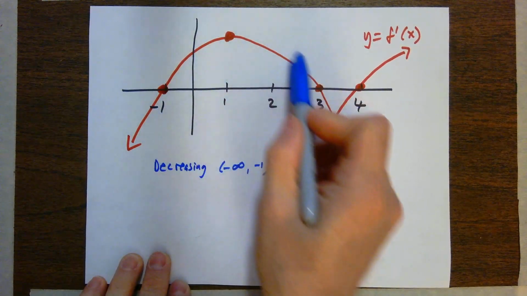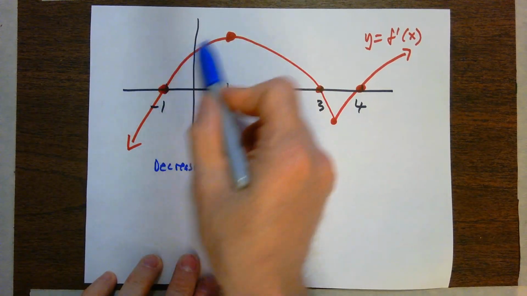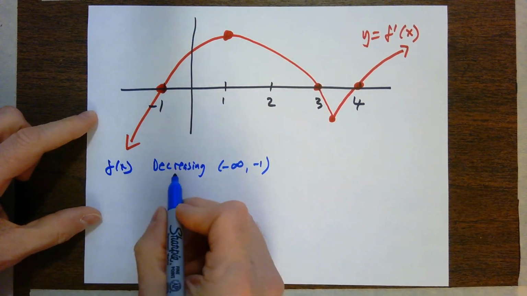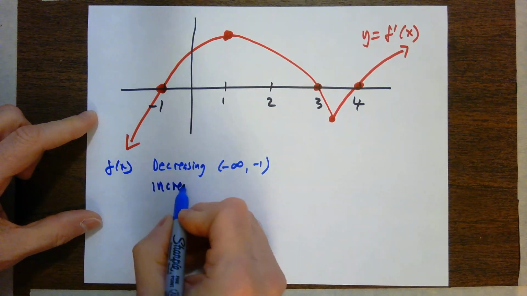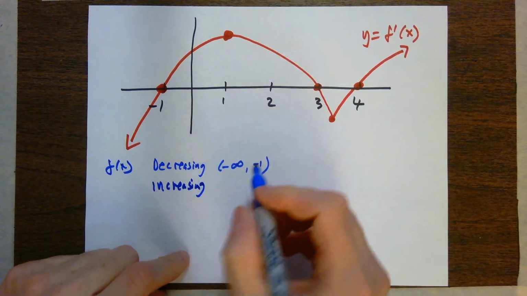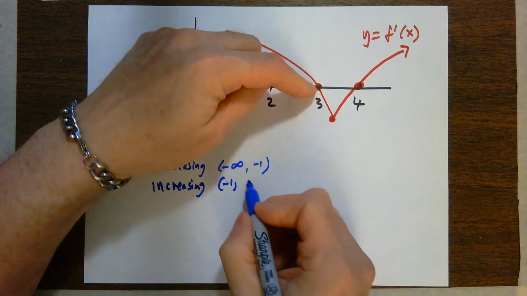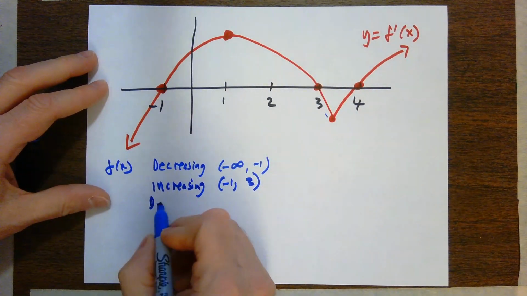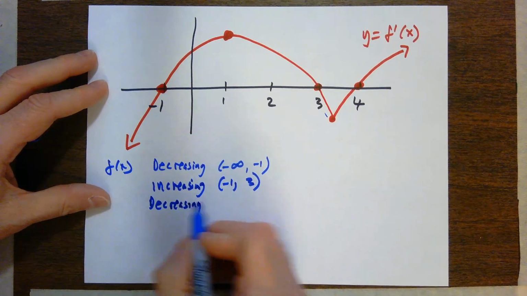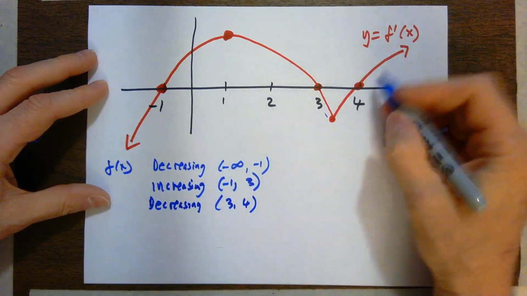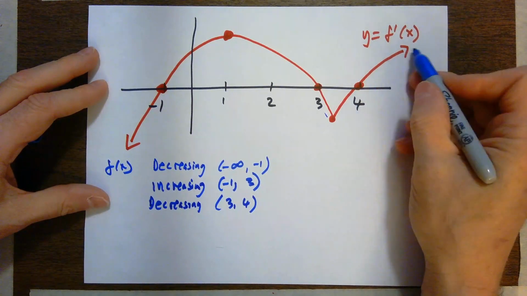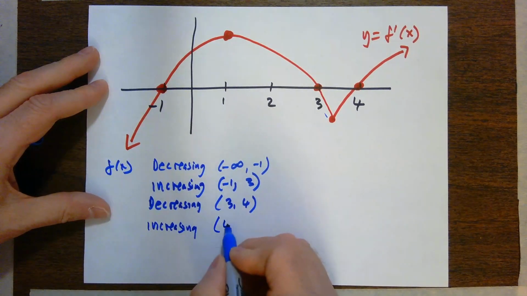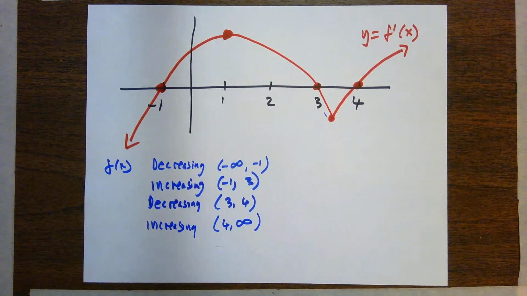What's happening from -1 all the way till 3? All of the tangent lines are positive, so my original function, f of x, is increasing from -1 to 3. Between 3 and 4, everything's negative, so again I'm going to have an interval of decreasing in my original function from 3 to 4, and then from 4 on, my tangent lines look like they're positive, so back to increasing from 4 to infinity.